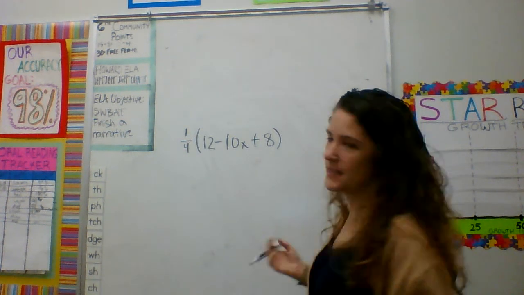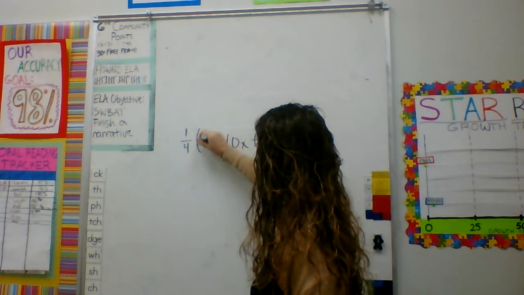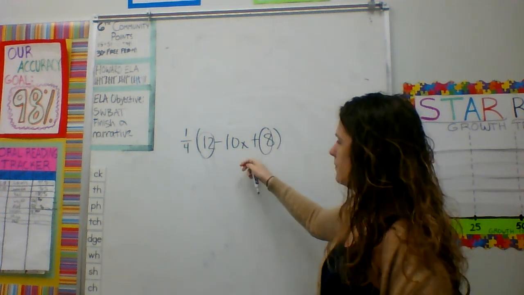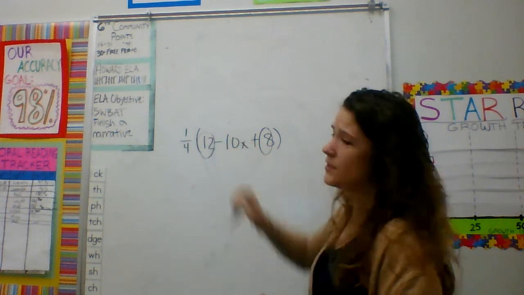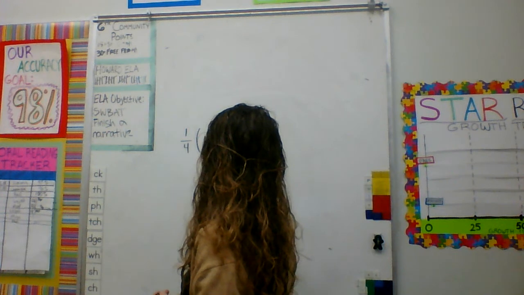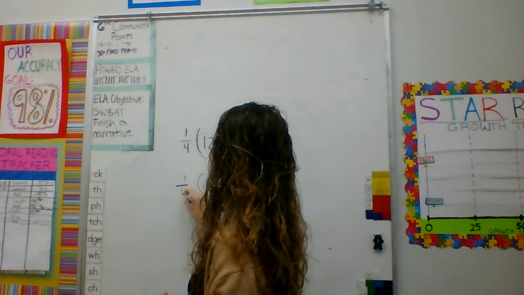So what I see, can I combine any like terms in the parentheses? I see a 12, and I see 8. And then I see negative 10x. There's nothing else that has an x on it, so I can't combine these. But 8 and 12 I can combine into 20. So I have 20 minus 10x times 1/4.